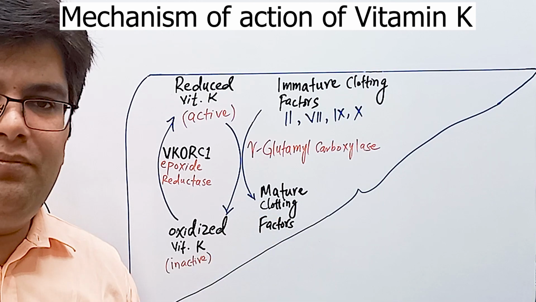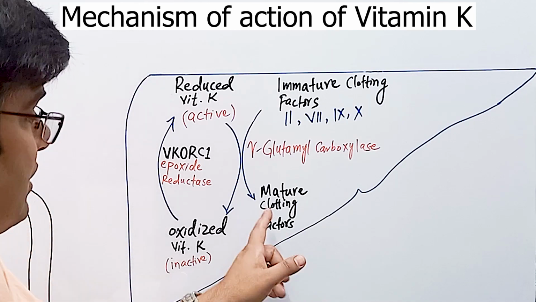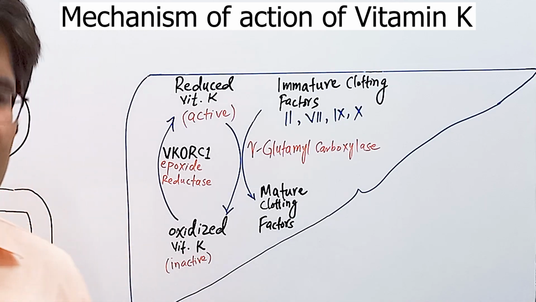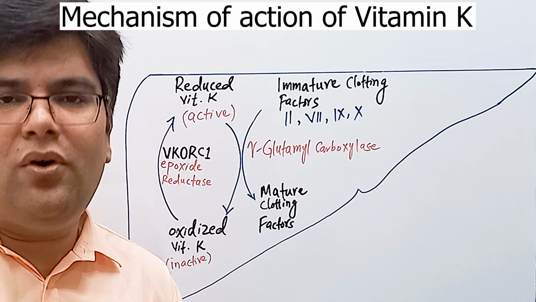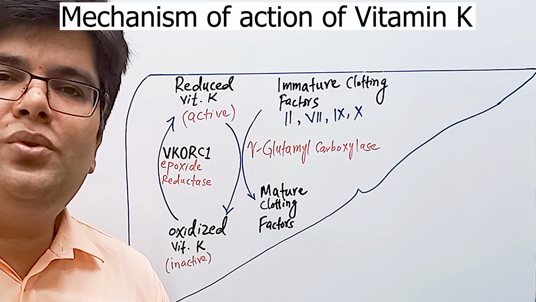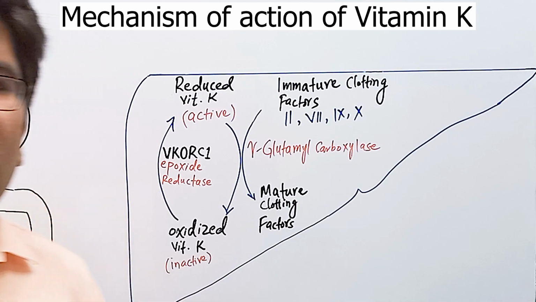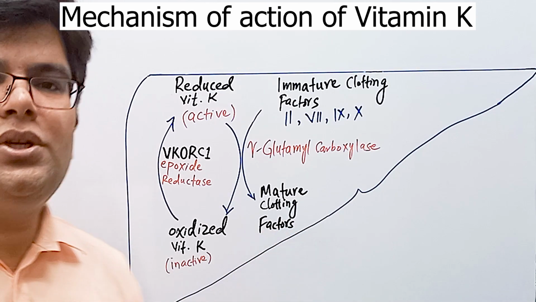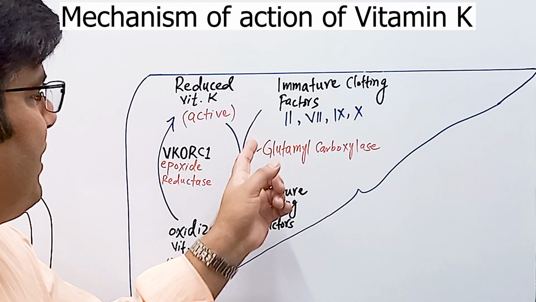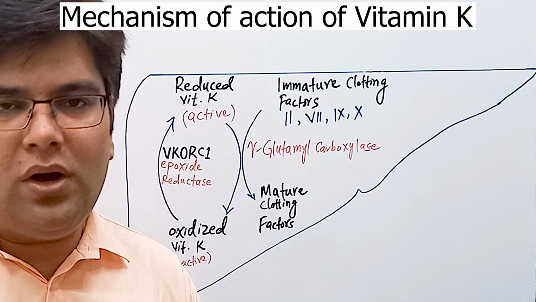Mature means they have more carboxyl groups, and now because carboxyl groups are negatively charged, these mature clotting factors can bind with more calcium. And as you know that calcium is a very important electrolyte which is required for blood clotting. Moreover, these mature clotting factors 2, 7, 9, and 10 can also bind with phospholipids, which is required for blood coagulation to occur. In addition to these clotting factors, vitamin K is also required for the activation of protein C and protein S, which are important anticoagulants.